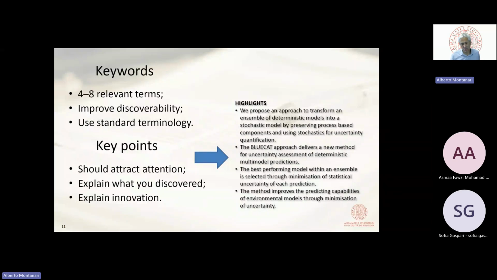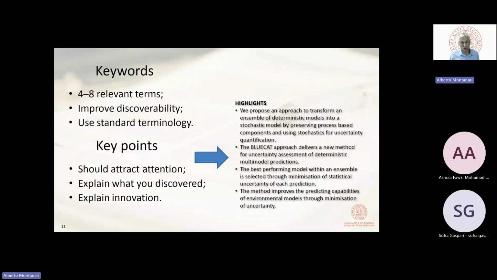Pay attention to keywords, even if they are not really essential to the reader. If the reader sees that the keywords are poor, not very informative, the reader may get a kind of bad feeling about the paper. And then the key points shouldn't explain what you have done, but should explain why your results are important. So they should explain what you found and why the findings are important. So explain what you discovered, like in the second bullet point.